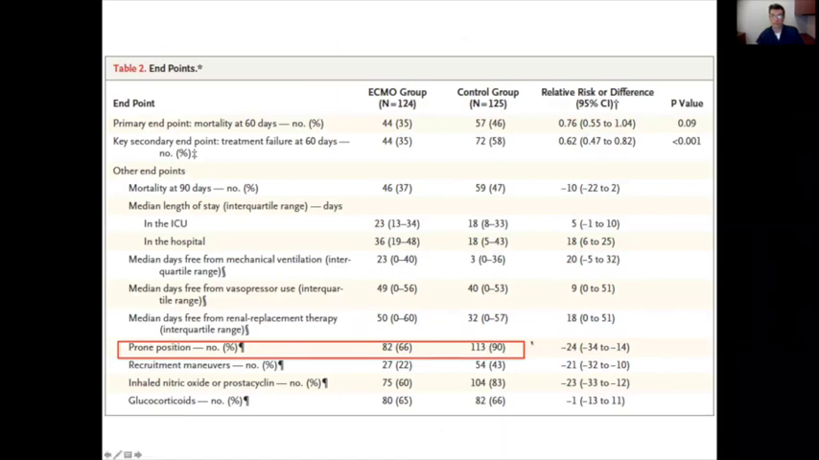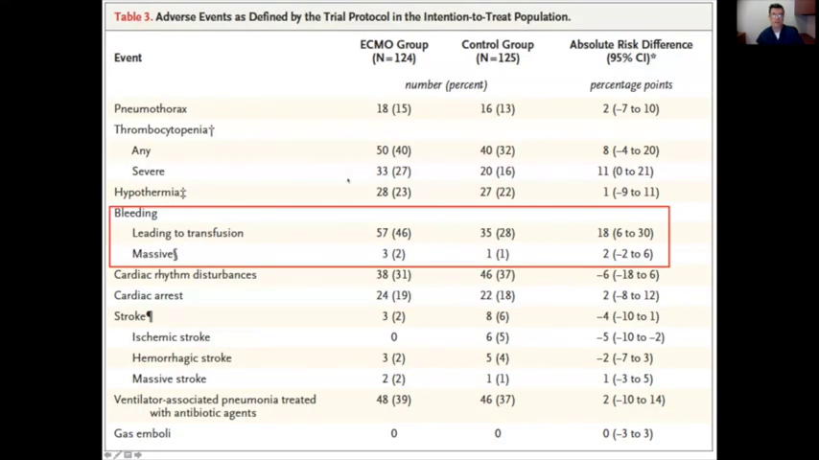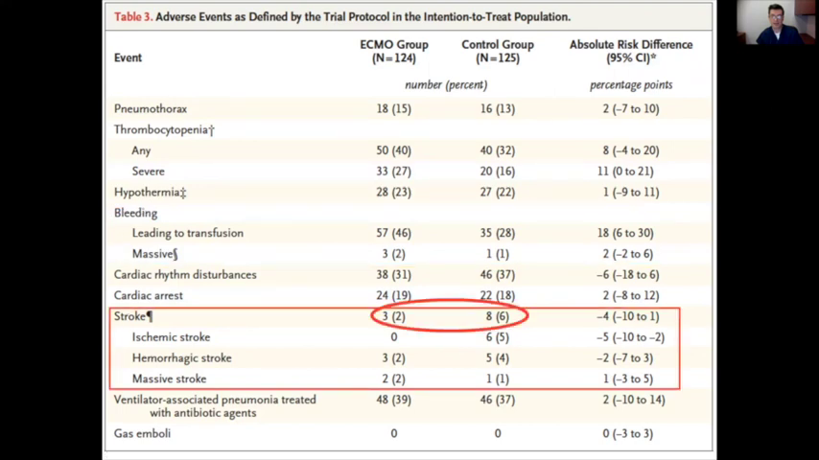So in the control group, just to show that they received standard of care, 90% of them received prone positioning, which at the time of the trial was exceptionally good. And even in the ECMO arm, 66% overall received it, including a number who received it during ECMO. Bleeding, you can see, was more common in the setting of ECMO. There were a couple more cases of massive transfusion, but not very significant.